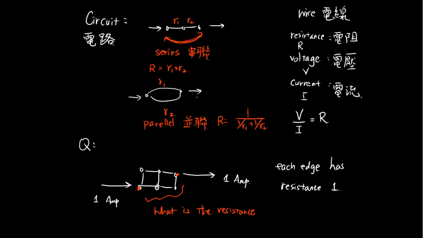And by this, I mean you have to look at the potential here, V1, and the potential here, V2, and try to calculate V1 and V2. Then the resistance is equal to V1 minus V2 divided by the current. And we call this the effective resistance, 有效电阻. It just means that for the whole thing, what is the resistance of that? So that's the question, and here is the answer.